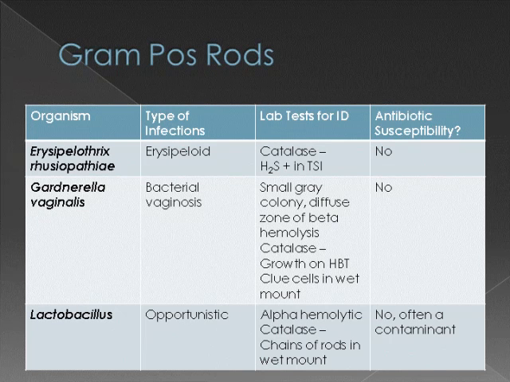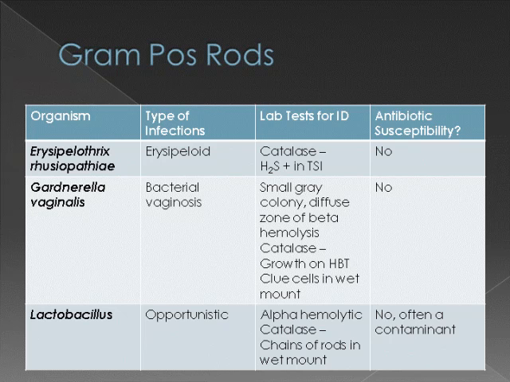Next we have Erysipelothrix rhusiopathiae. This causes erysipeloid. It is catalase negative, and it produces H2S in TSI. Susceptibility is not needed.